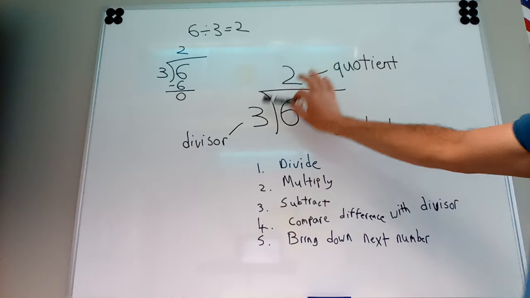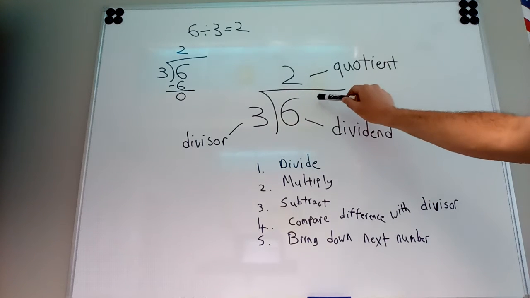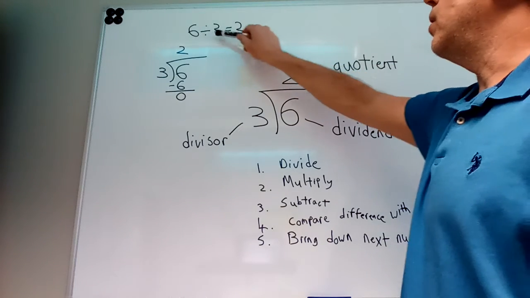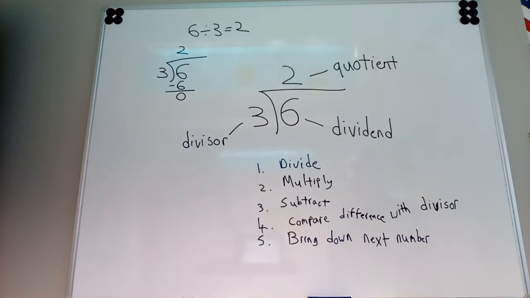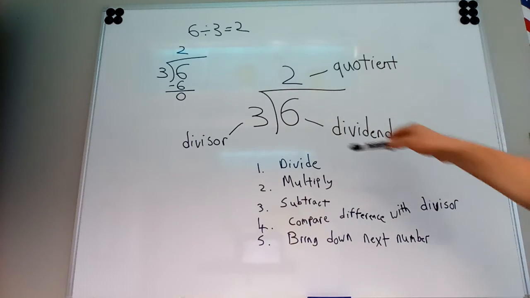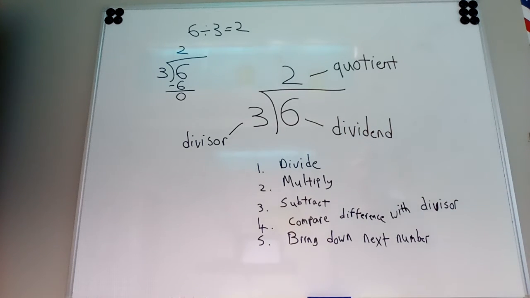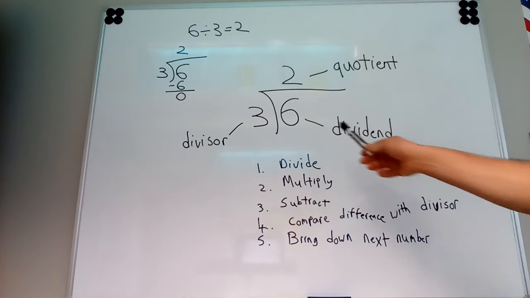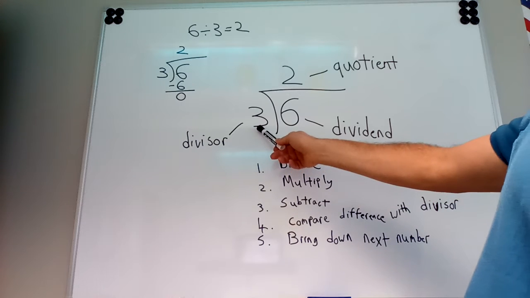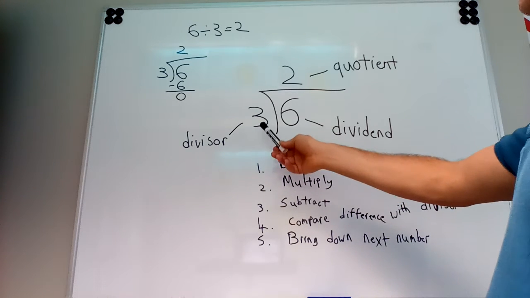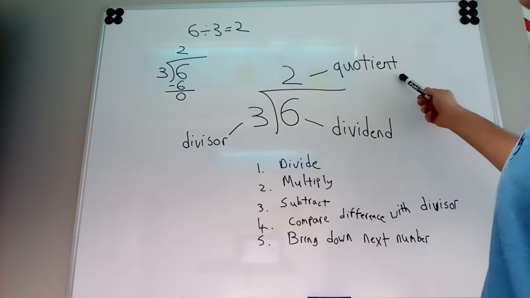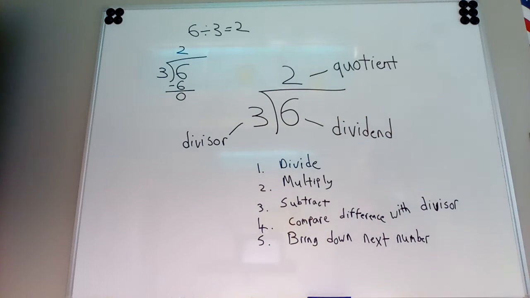But we're going to learn to write it in this form, because later we're going to have some bigger numbers to deal with that we can't just easily look at and come up with the answer. So we're going to learn some steps to how we do some bigger numbers in division. The 6 is called your dividend, your 3 is your divisor. You're basically trying to figure out how many times this number will go into this number. And your answer is called the quotient. So there's several steps for this.